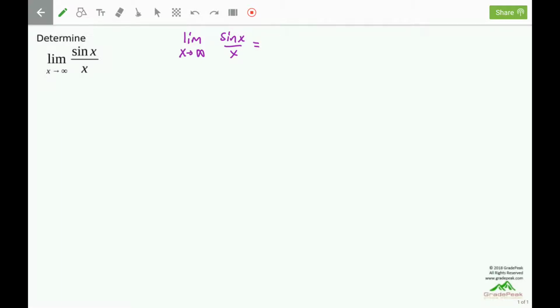is plug a positive infinity in for each of the x's, which will give a sine of positive infinity divided by positive infinity. The sine of positive infinity is indeterminate due to oscillation, but it will remain finite somewhere between -1 and +1. Since it's being divided by positive infinity, this limit should exist and can be found using the squeeze theorem.